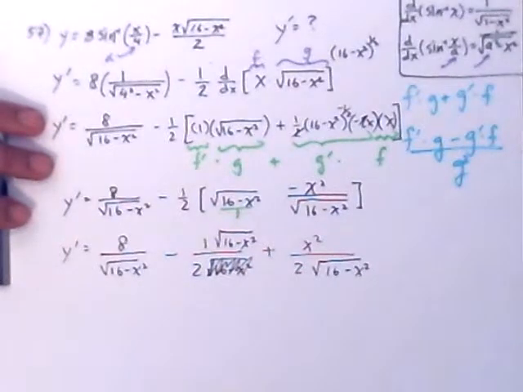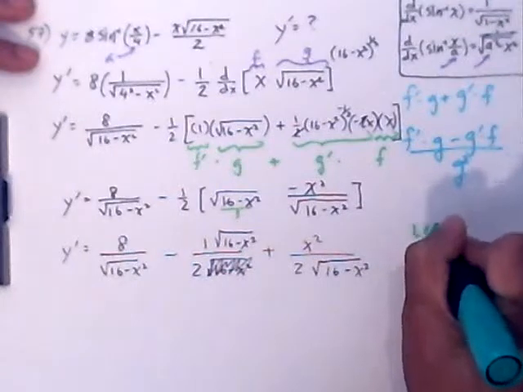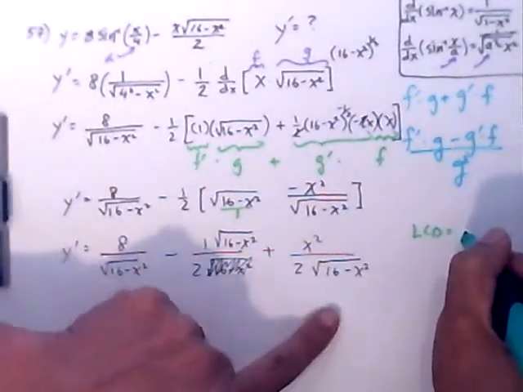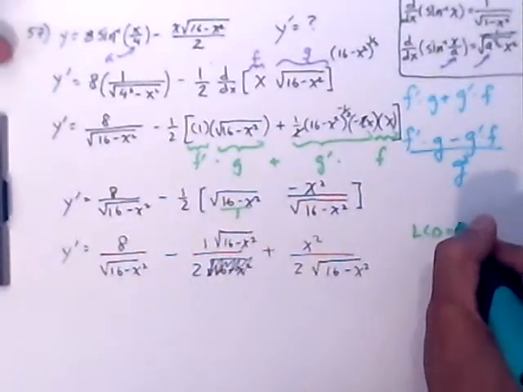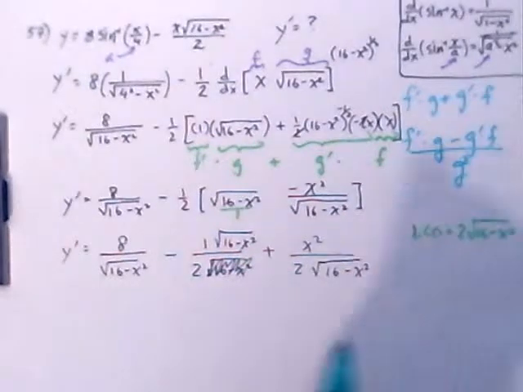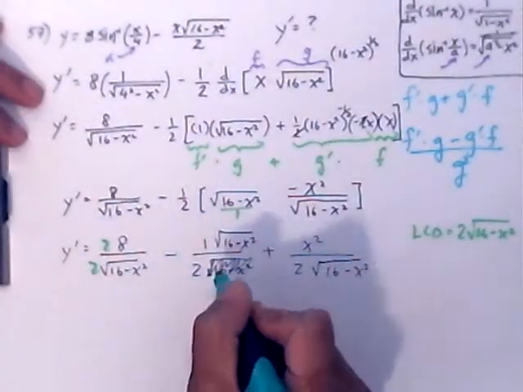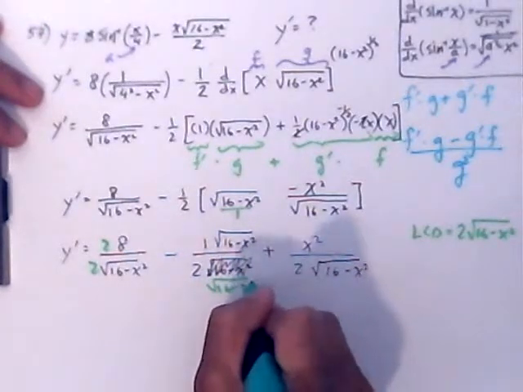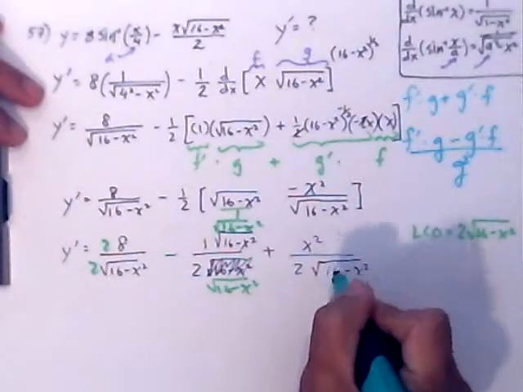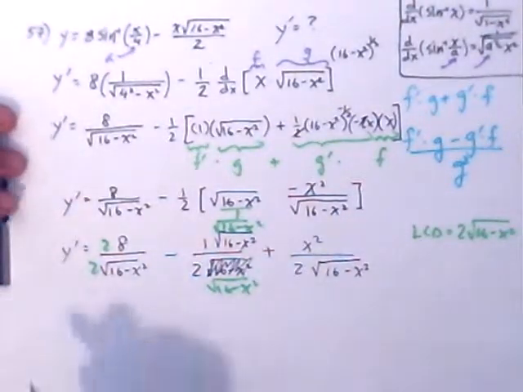Now we have to get the common denominator. What is the LCD? There's a 2 here, and the square root of 16 minus x squared. So it's 2 square root of 16 minus x squared. And so I'm going to work it out. I'm going to multiply this by 2. Multiply this by square root of 16 minus x squared. Multiply top by square root of 16 minus x squared. I'm not going to do anything with that. So I'm going to clean this up just a little bit.